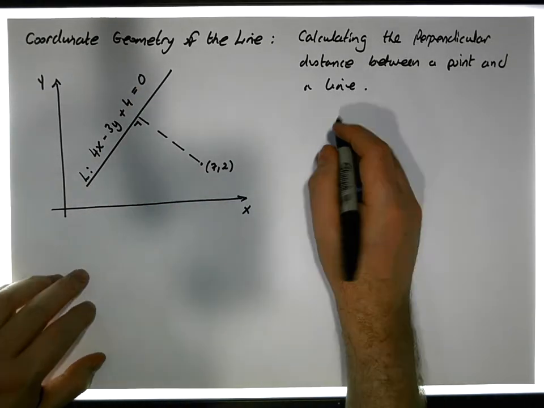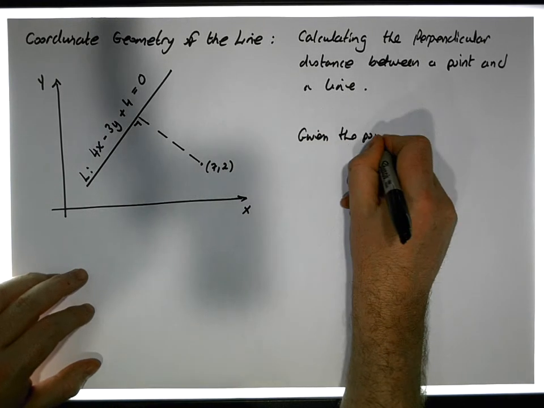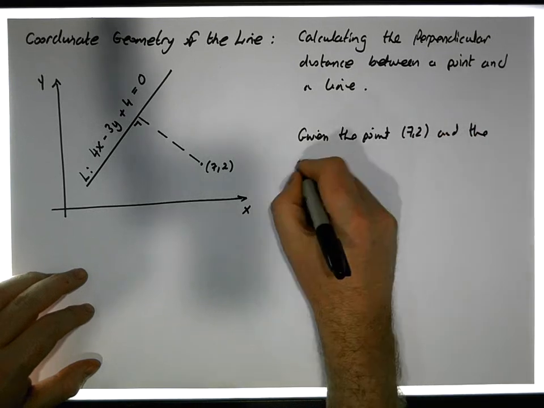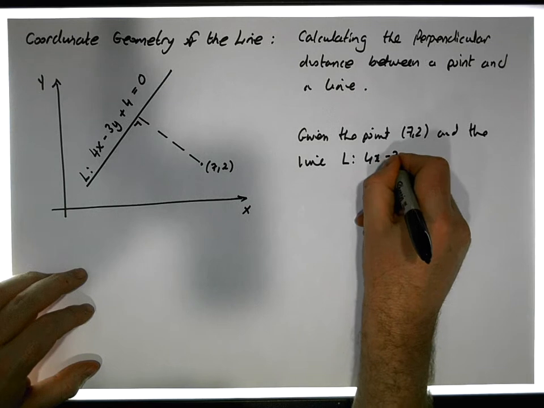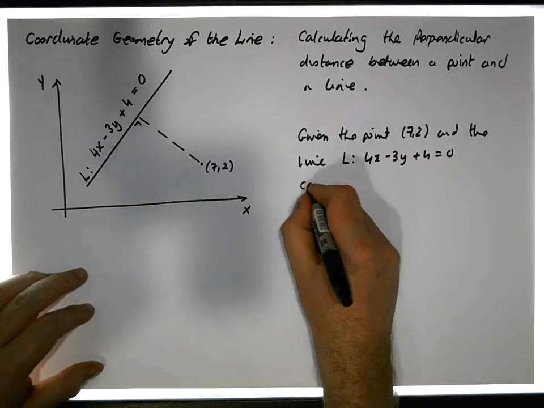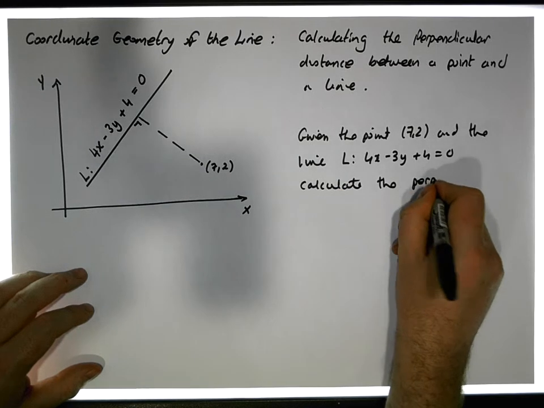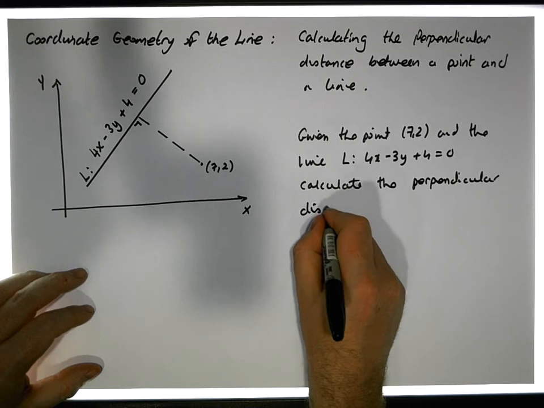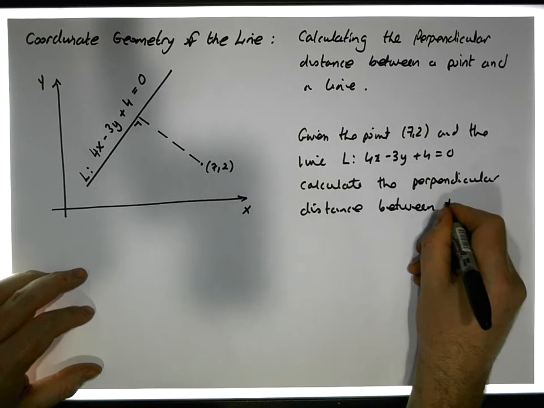So maybe the question would be something like this: given the point (7, 2) and the line L defined as 4x minus 3y plus 4 is equal to 0, calculate the perpendicular distance between the point and the line.